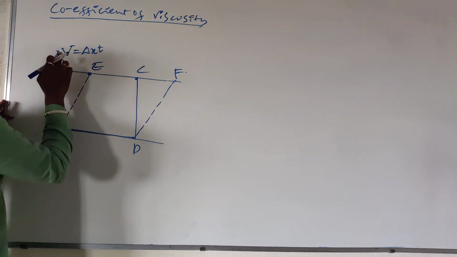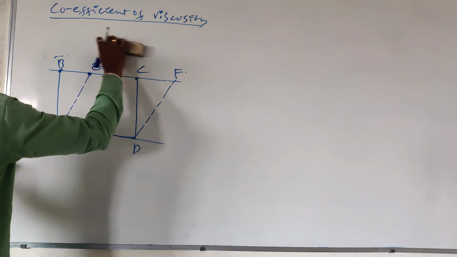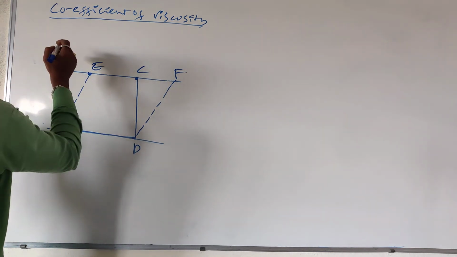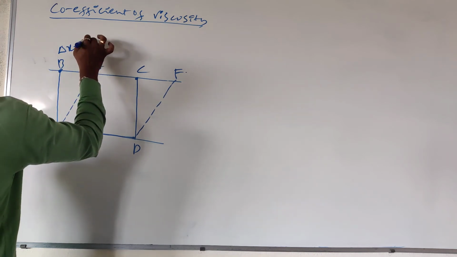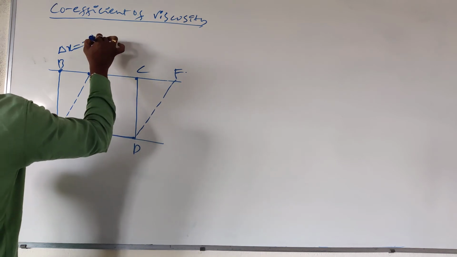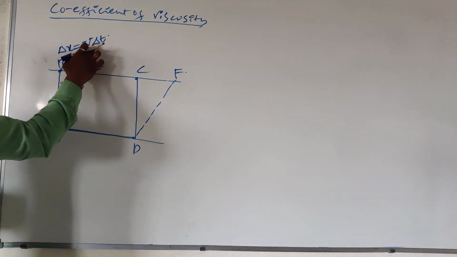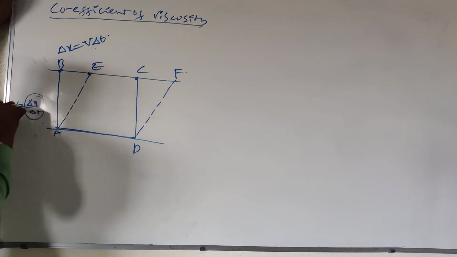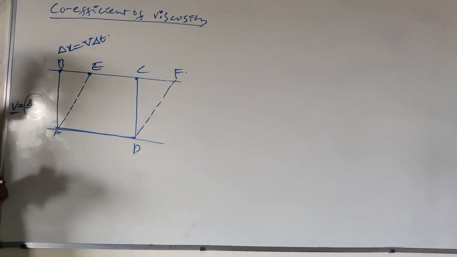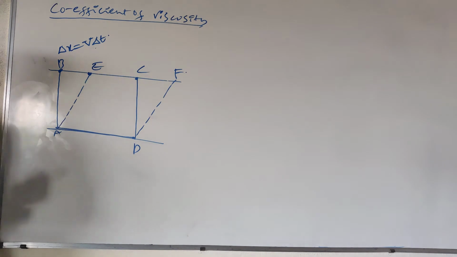From here to here, we take each distance. Or what can we write? We can write it like this also. See, del x is equal to v into del t. We can write it this way. Right? V is equal to del x divided by del t. The rate of change of displacement is called as velocity.